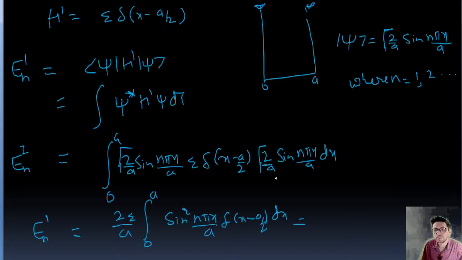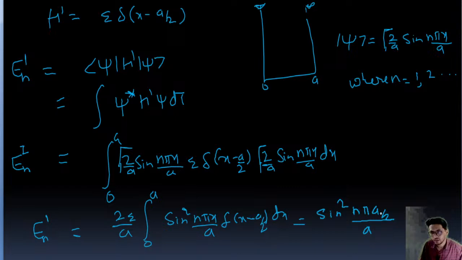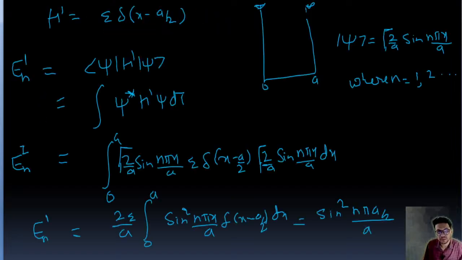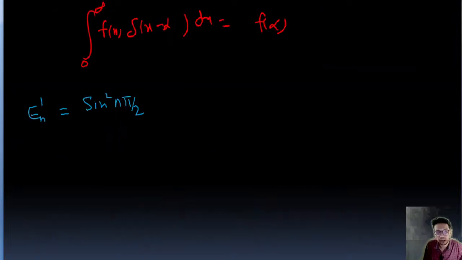So we'll use this property here. So this is going to be safe, right? So we'll solve it. E_n^(1) is going to be sin²(nπ/2) into 2ε/a, right? So this is into 2ε/a.